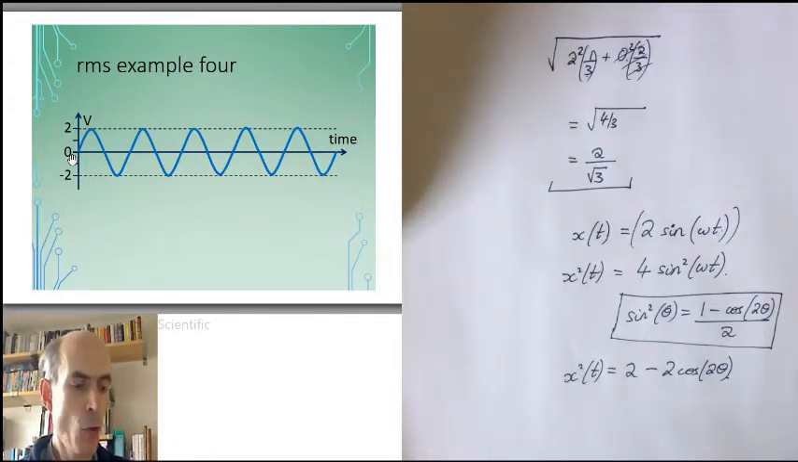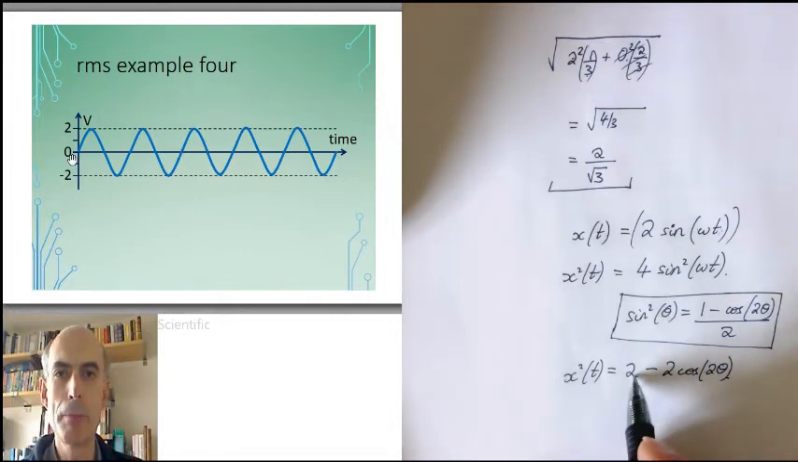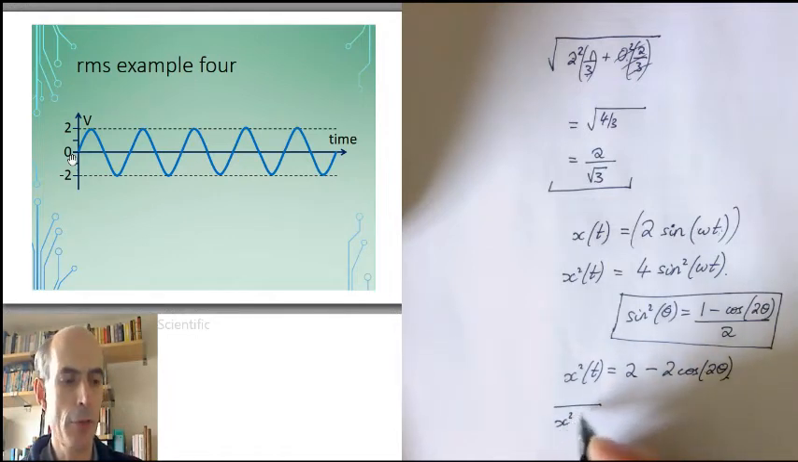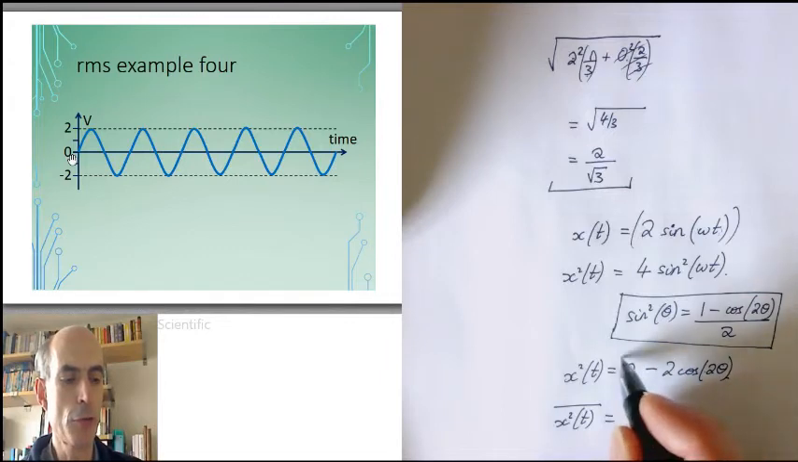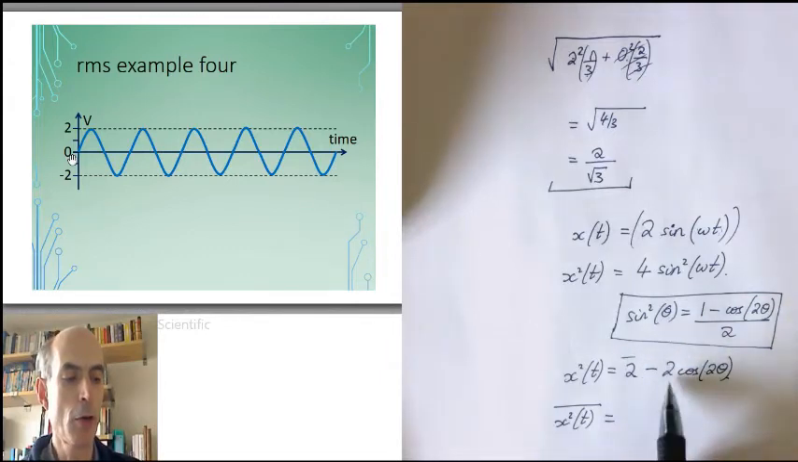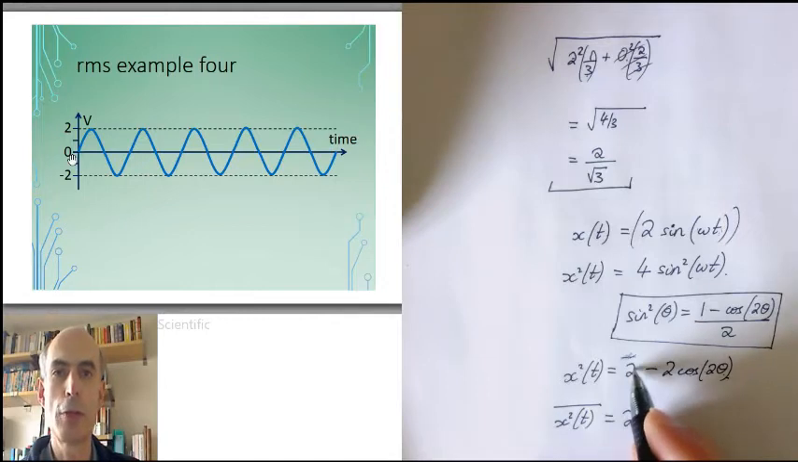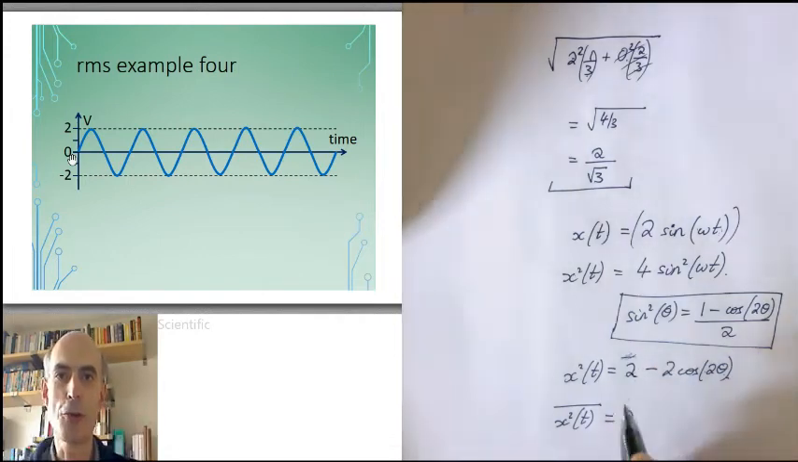Right. What's the average value of that? Well, the average value of 2 is just 2. I'll write the average value in this form again. The average value of this is the average value of 2 minus the average value of 2 cosine 2 theta. The average value of 2 is just 2. It's always 2, its mean, mode, median and RMS value are all going to be 2, it's just 2 all the time, its average is 2.